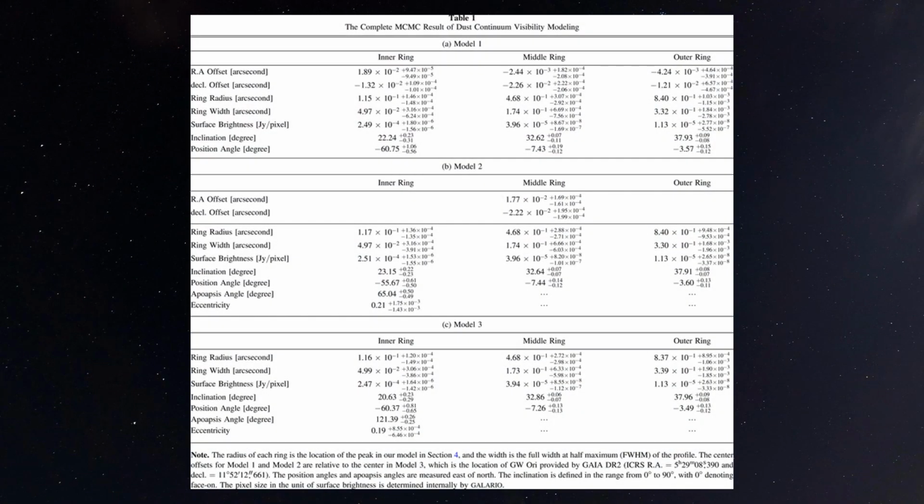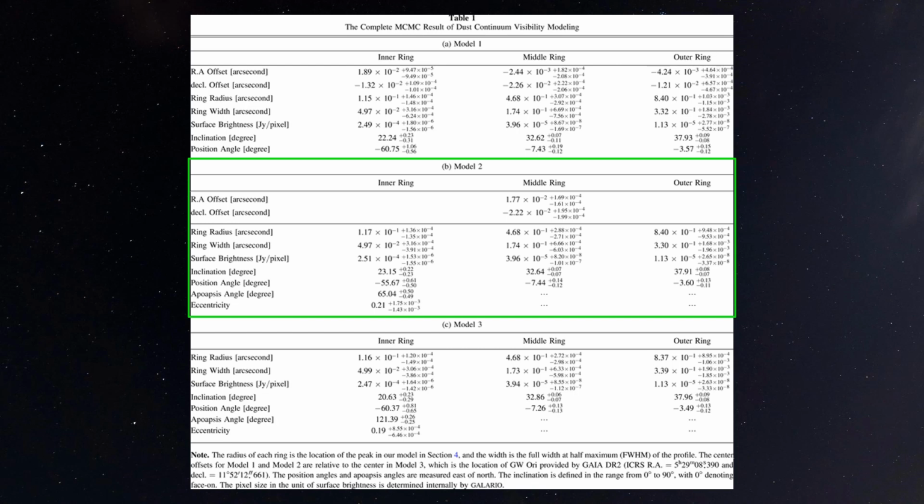The researchers fit the dust continuum map assuming that there are 3 rings in the disk with Gaussian radial profiles of surface brightness. There are 3 models for this data. The first model is based on an assumption that all disks are circular with different inclinations. The fitting results show that the center of the inner ring is different from the other 2 rings. In the other 2 models, they assume that the outer 2 rings are circular and concentric, and the center of the 2 rings coincides with one of the foci of the inner ring.